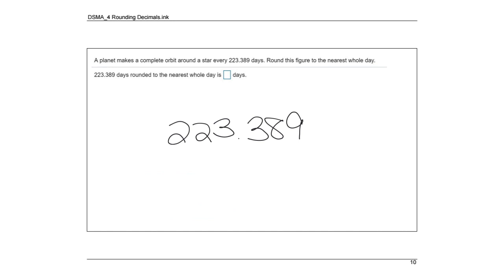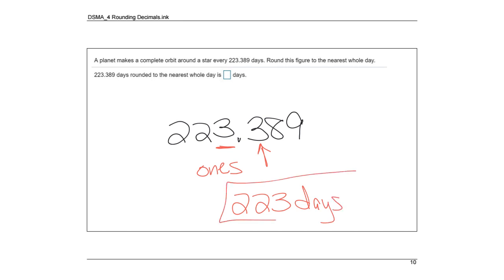A planet makes a complete orbit around a star every 223.389 days. Round this figure to the nearest whole day. Okay, so the nearest whole day would be the 1 spot. We need to look at the very next number, which is a 3. I didn't quite get to the 5. Therefore, I'm going to round down and I'm going to stay at 223 days. Okay, so when they say nearest whole anything, that means the ones. That means that you're not going to have any decimals.